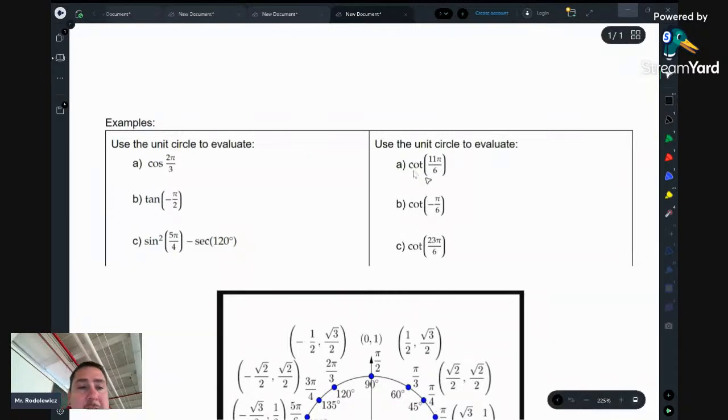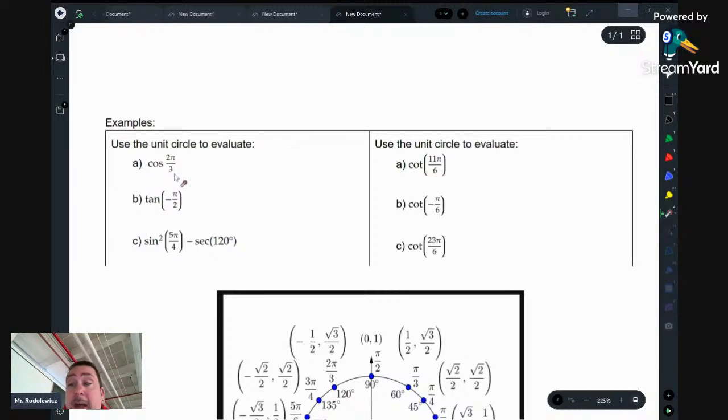So we're looking at evaluating, let's say, these right now in this video: cosine of 2 pi over 3, tangent of negative pi over 2, and sine squared of 5 pi over 4 minus secant of 120. All right, so I'm going to go through these in this video, and then in the next video I'll go through those. But here we go. So what do you need to know?